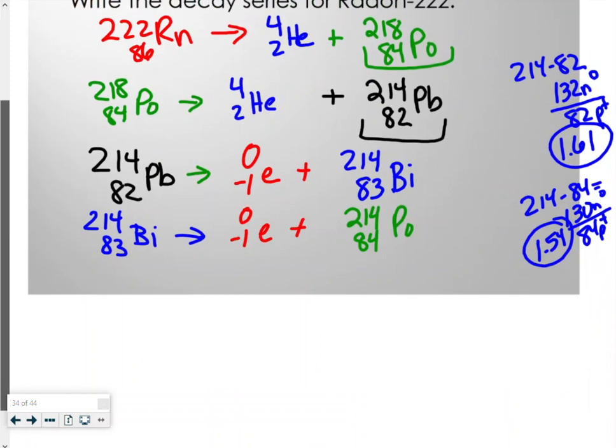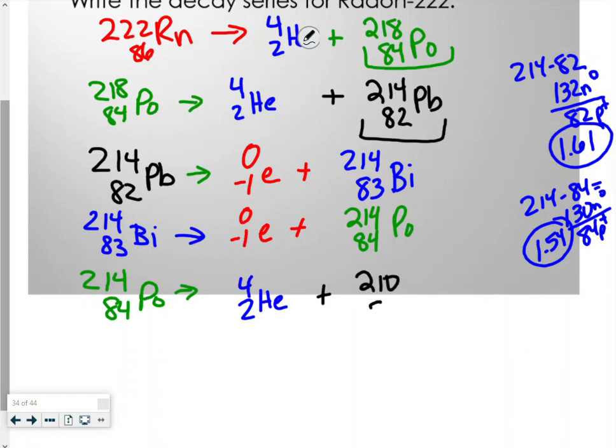Now we're going to take the polonium, 214 here. And what type of radioactive decay is it going to undergo? It's going to undergo alpha because it's 84, which is above the 83, so we would want to go for an alpha decay here, following our rules. And out of this we get 210 and 82, so now we're back to lead.